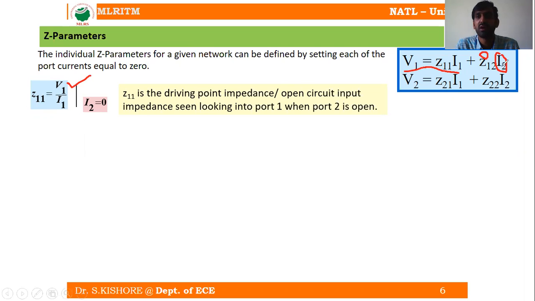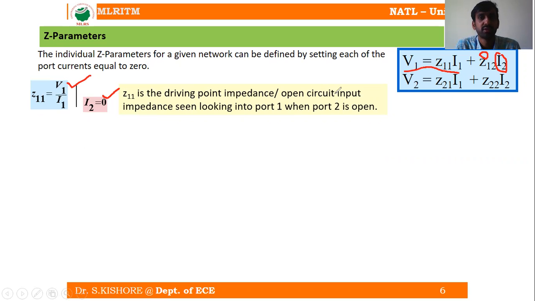How have we obtained this? At I2 equal to 0, we got Z11 equal to V1 by I1. And this Z11 is nothing but the driving point impedance. Z11 is associated with 1, which is nothing but the input port, so it is the input impedance. V by I is nothing but your impedance.